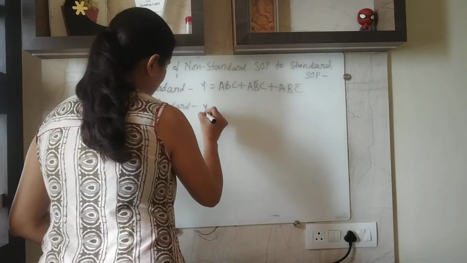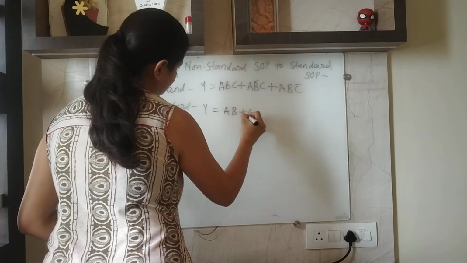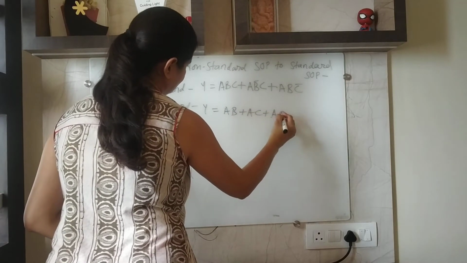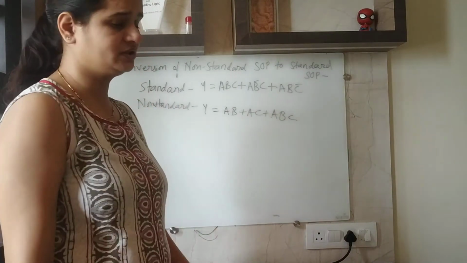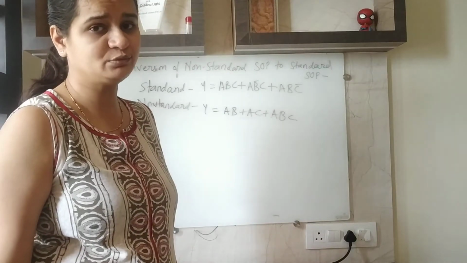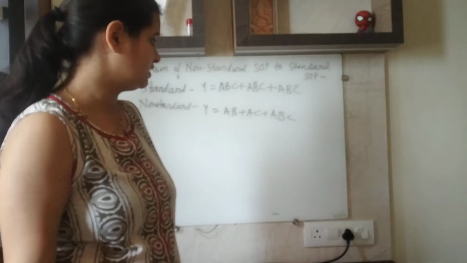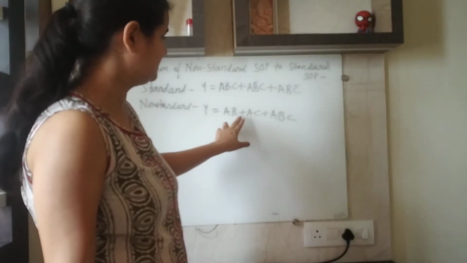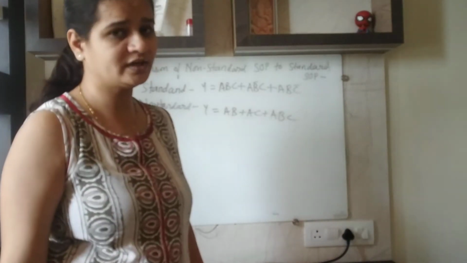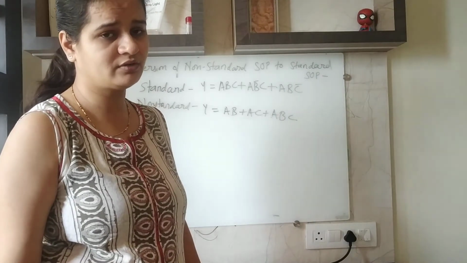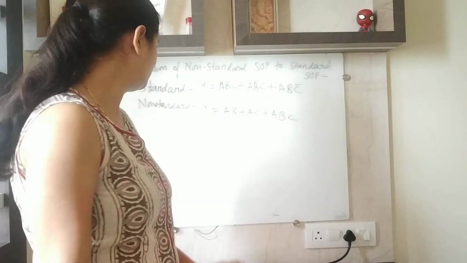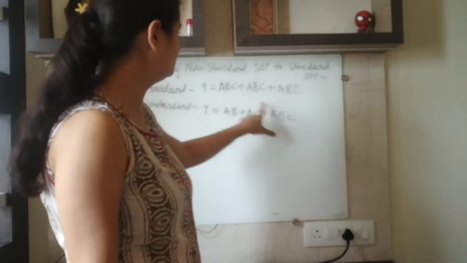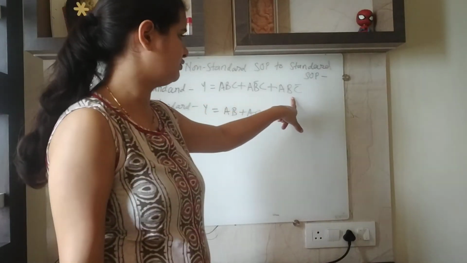So now next is what? This is the equation. So how many literals are there in this equation? Total 3 literals. That means 3 inputs are there, A, B and C. So here you can see that all the 3 literals are not present in each term, right? So that's why this equation is in non-standard SOP form, right? So now what we have to do, we have to convert this non-standard SOP equation into standard SOP equation, right?